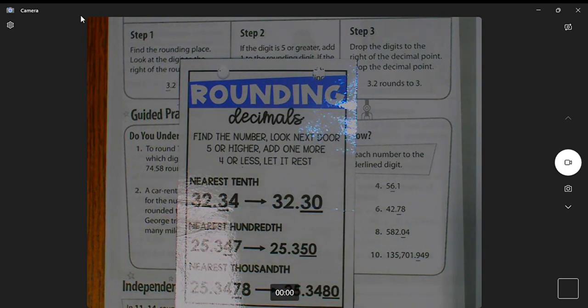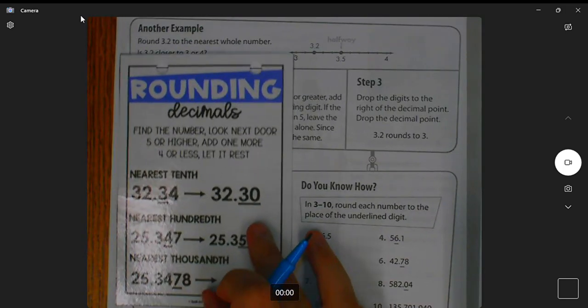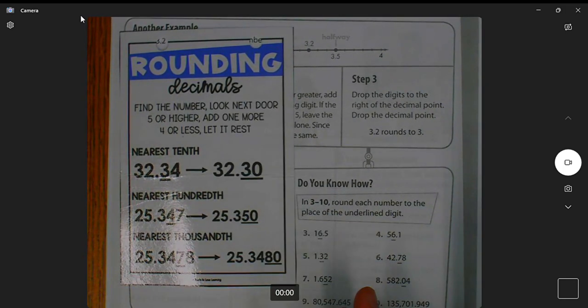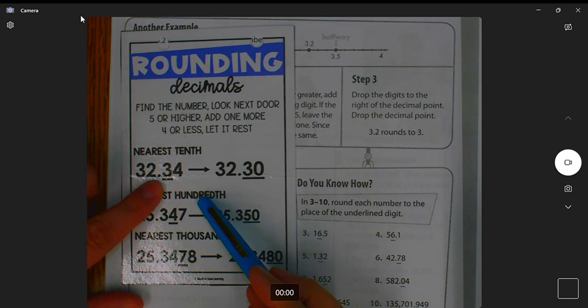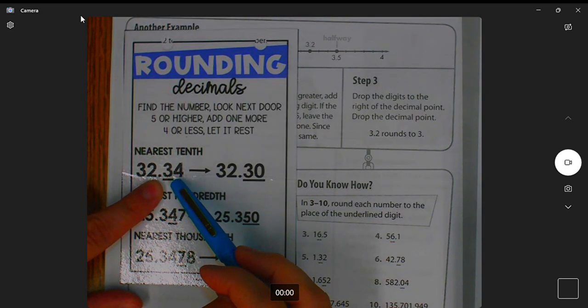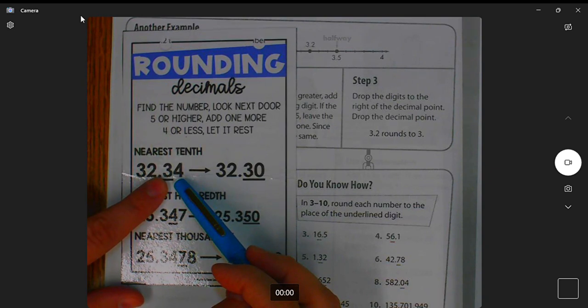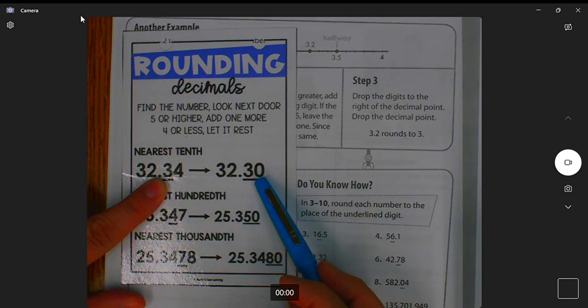Now, let's see what we can find. I'm going to keep this right here, and we're going to talk about it for just a second. When I'm rounding to the nearest tenth, find the number, look next door. I see a 4. What does the poem say? 4 or less, let it rest. So, the 4 just becomes a 0.